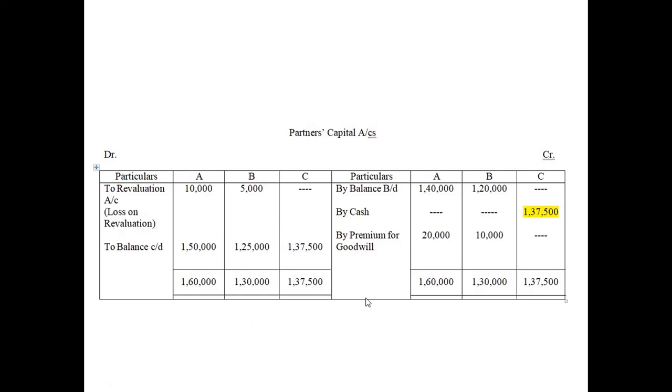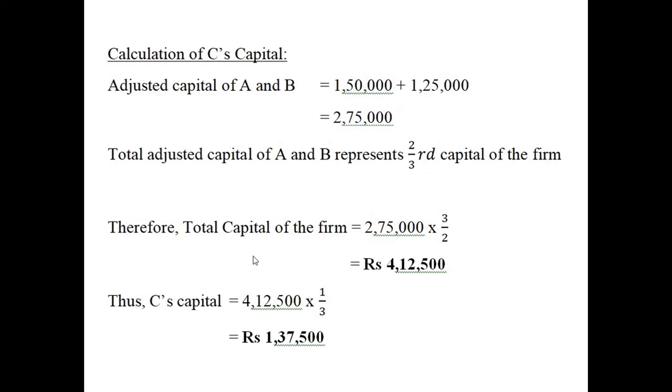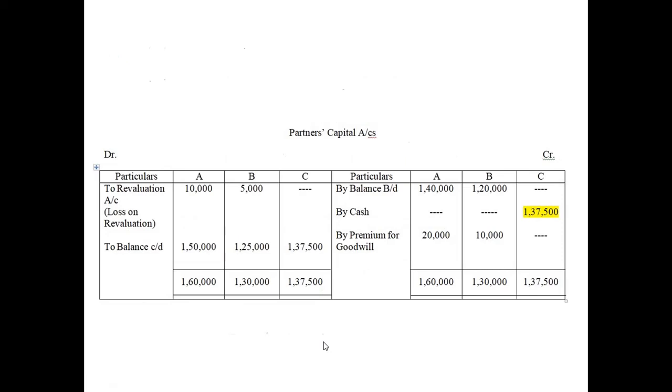Again, I am repeating: this balance CD is the adjusted capital of A and B, the old partners. C is a new partner and comes in for one third share. The remaining share is two third. The total adjusted capital of old partners represents the remaining portion of the capital, that is two third. So we find the total capital, 4,12,500, and C comes in for one third share. This is how we calculate the amount of capital of the new partner.